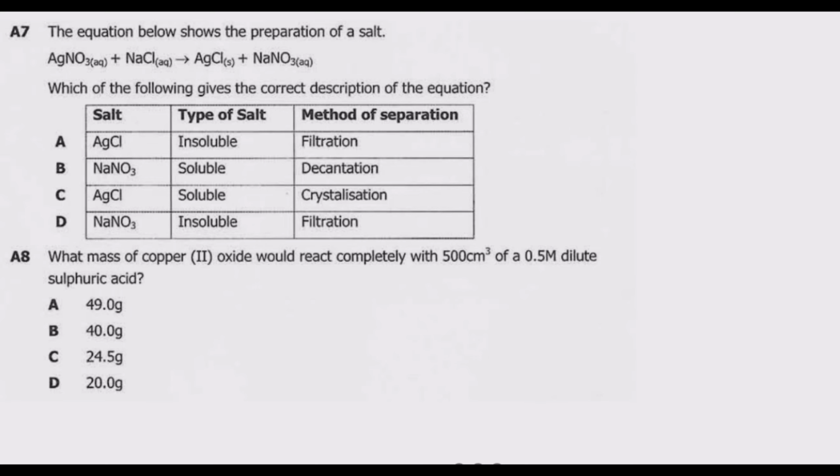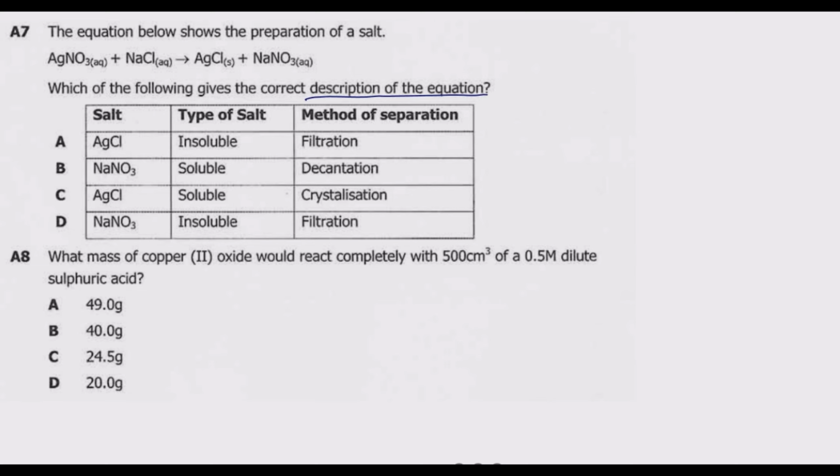Let us look at question 7. The equation below shows the preparation of a salt. So we have silver nitrate, aqueous solution, reacting with sodium chloride, which is also aqueous solution. Then we are ending up with a silver chloride, which is a solid, plus a sodium nitrate, which is aqueous. Which of the following gives the correct description of the equation? So basically, it's just describing the equation that we've been given.